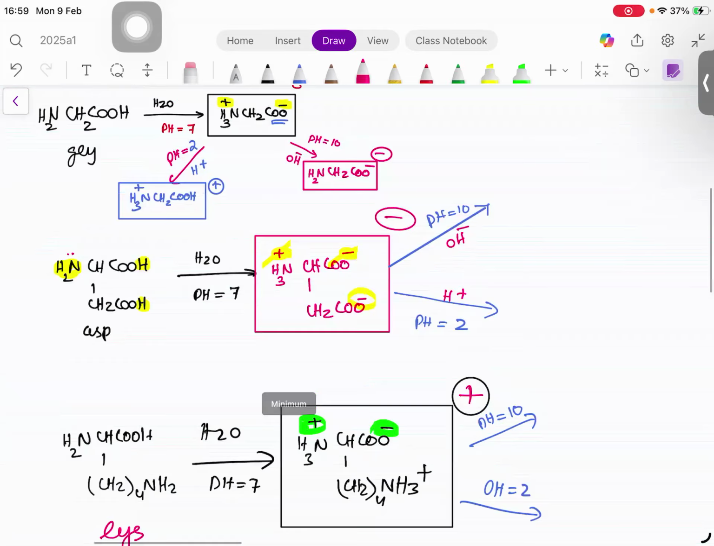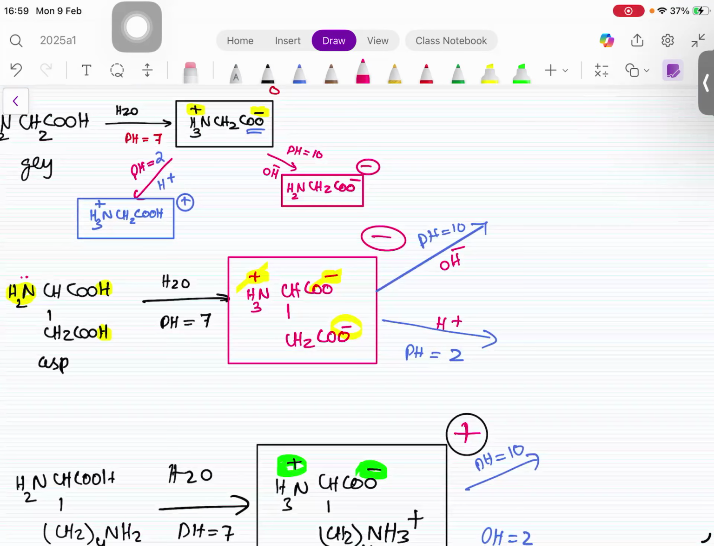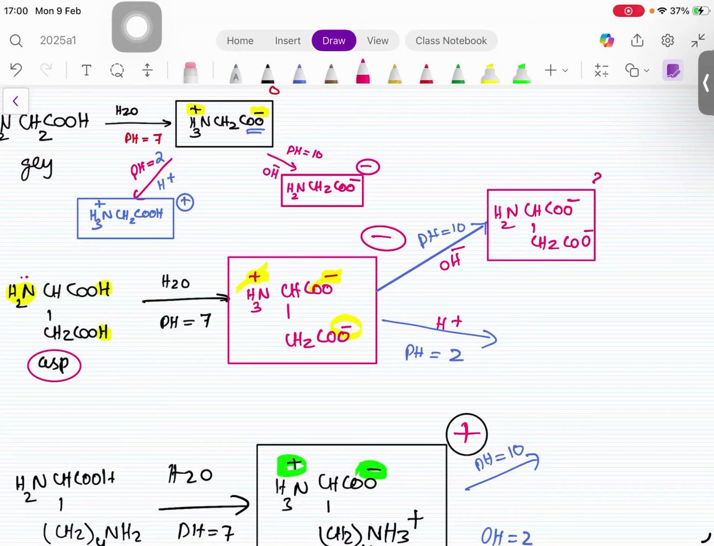Haris, can you help me? What is the structure of ASP at pH 10? It becomes NH2, so the rest of the two things remain the same. So what charge is it going to be? Yes, it's going to be 2 negative. What about the other one? OH neutralizes the H positive ion. In NH3 positive there is an H positive ion. NH3 positive, COOH, and it is added in too much excess, so it's going to add to both of these sides.